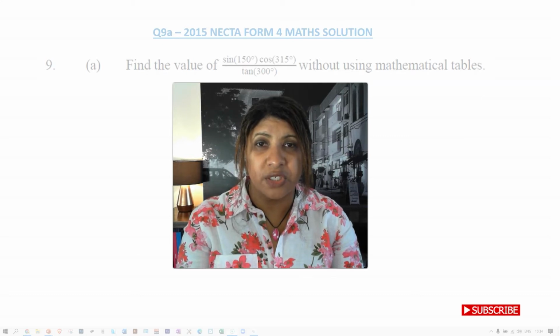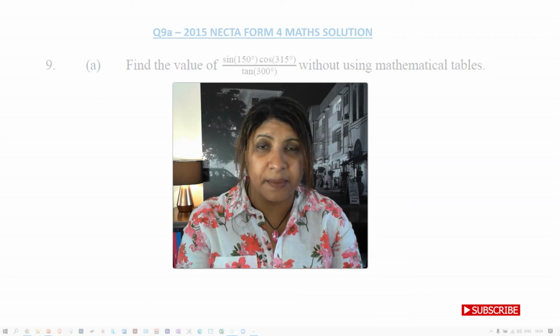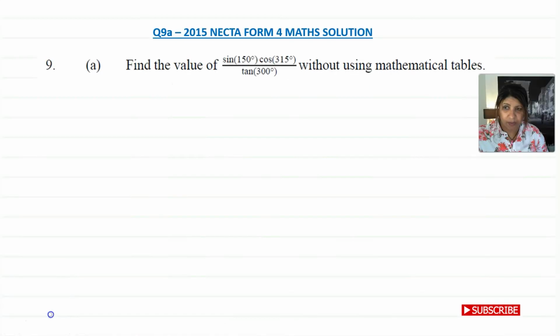We're going to do question 9a from the NECTA 2015 Form 4 Math paper. The question is about exact trigonometry, and we are told not to use mathematical tables. And we know we can't use calculators for the NECTA Form 4 Tanzanian exam. So this means we need to use the special triangles together with CAST to solve this question. So let's get on with it.